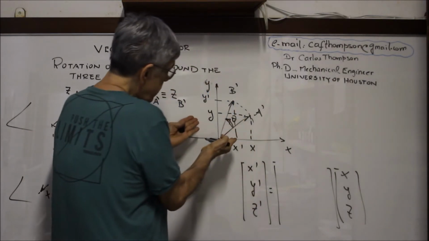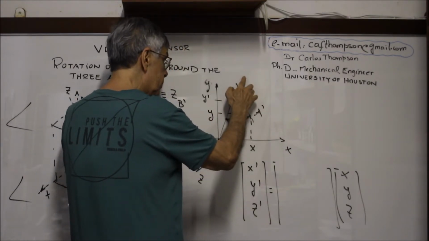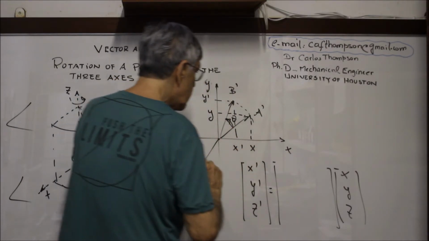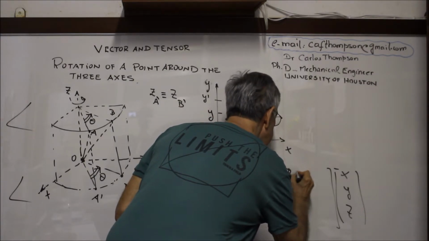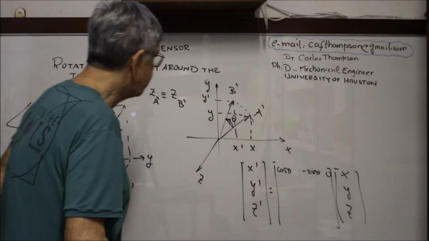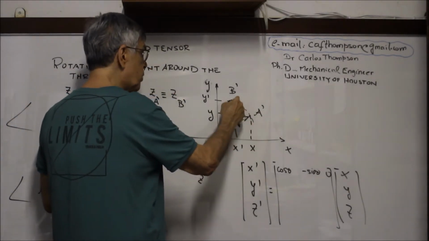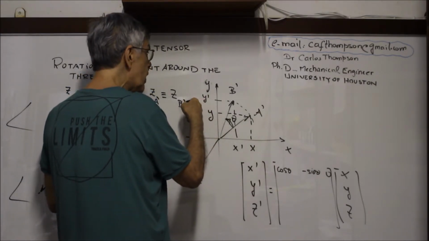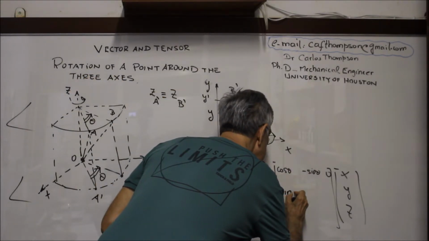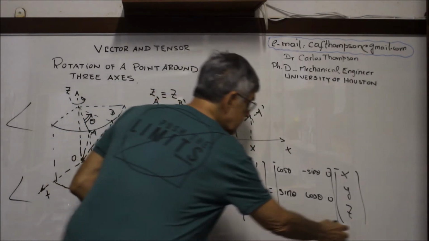Now, I see here that X prime, when I move counterclockwise from A prime to B prime, decreases. So for sure, always we start from cosine. This will be minus sine, and this will be 0 because I'm working in R3 space. Now we see here, when you move from A prime to B prime, Y prime is greater than Y. So I have plus sine here and plus cosine here, and it is 0. And Z prime is equal to Z.